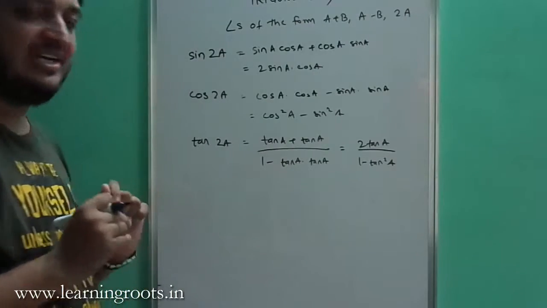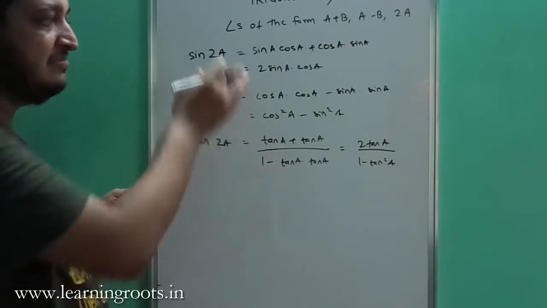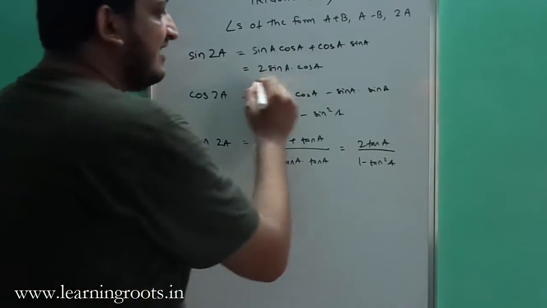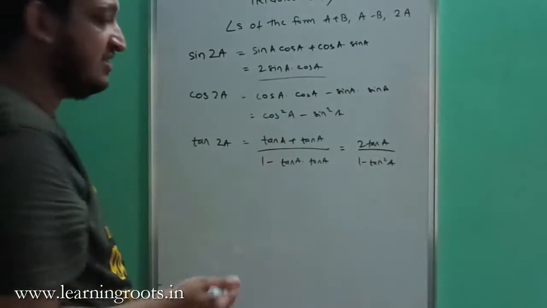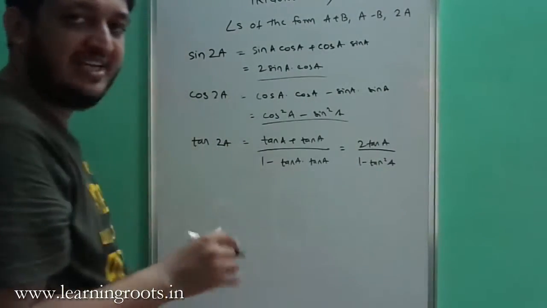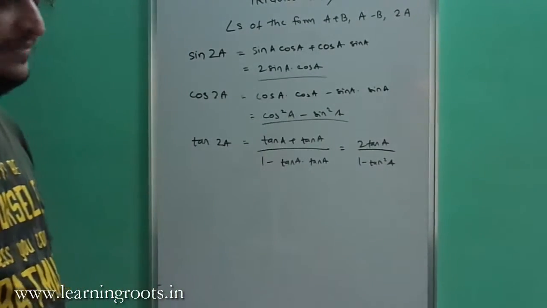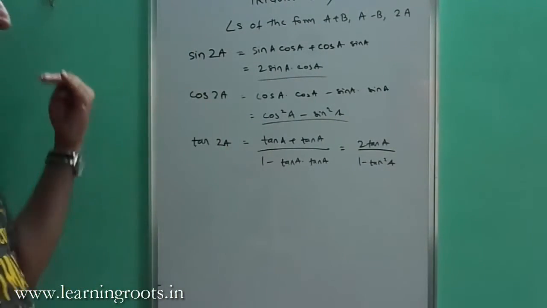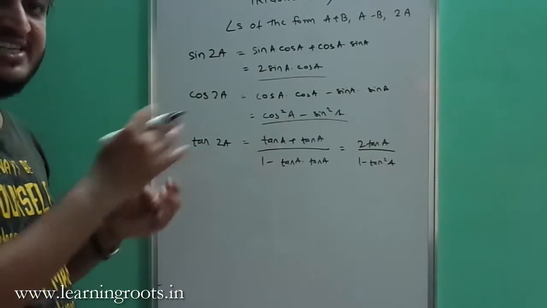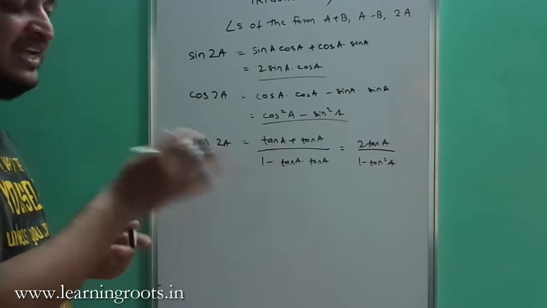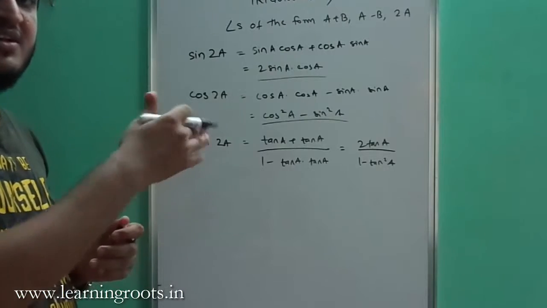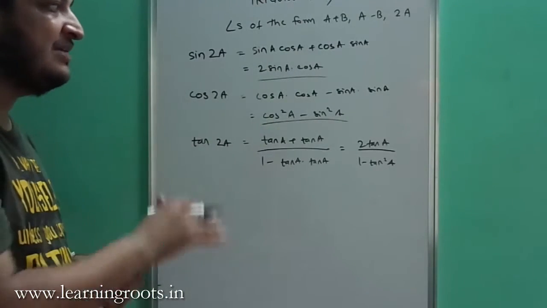So in case there is some angle which is directly in the format of 2a, you can simply use either of these three formulae. Sin 2a is equal to 2 sin a cos a. Cos 2a is nothing but cos square a minus sin square a. And tan 2a is nothing but 2 tan a upon 1 minus tan square a. So if you remember these three formulae and the previous few ones, then you can easily find any angle in the form of 90 plus a, 90 minus a, 180, 180 plus a, 180 minus a, and pretty much everything else.